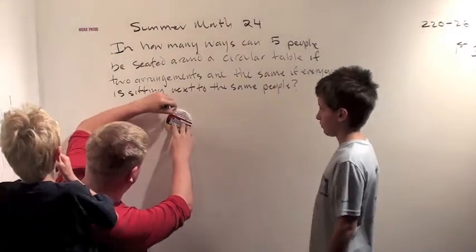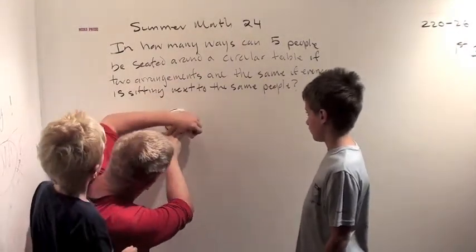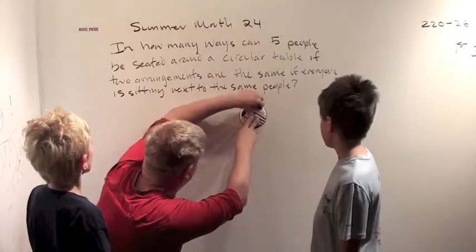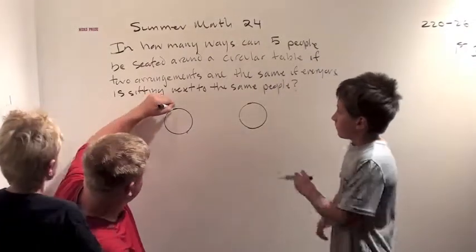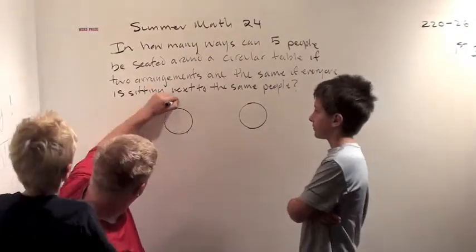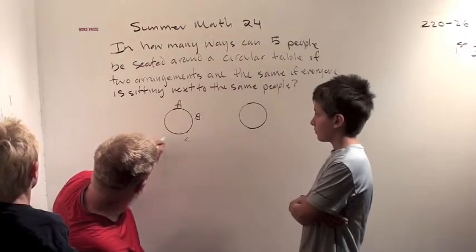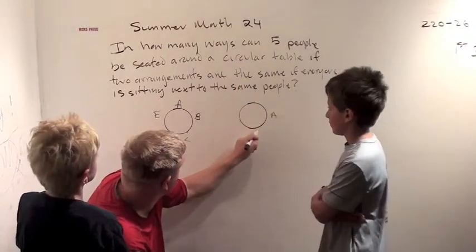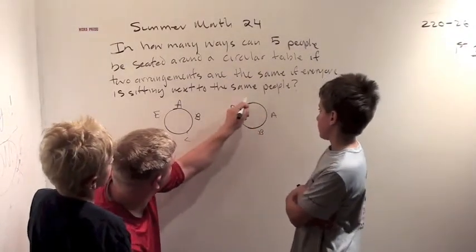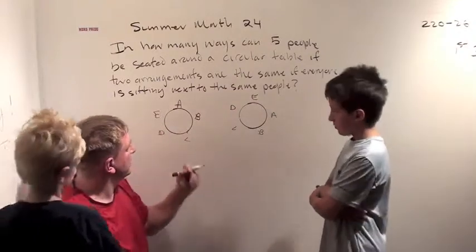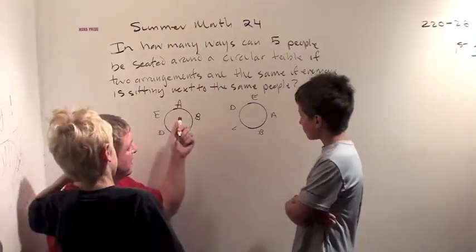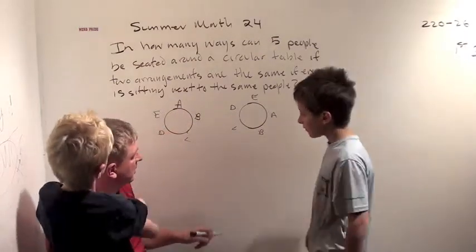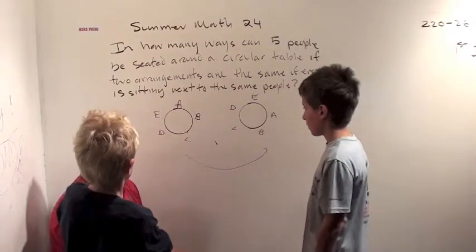Okay, so let me show you what I mean by that. Just call people A, B, C, D, and E. A, B, C, D, E. That's going to be the same as this: A, B, C, D, and E. You see everyone's sitting next to the same person. So this arrangement, just rotated, is the same. Does this seem like a fun problem?